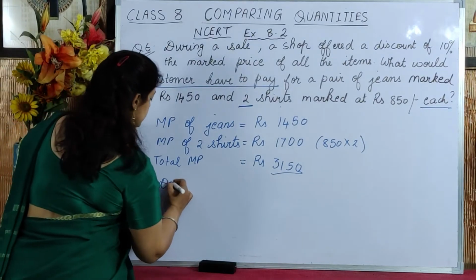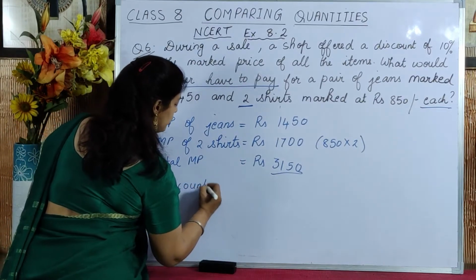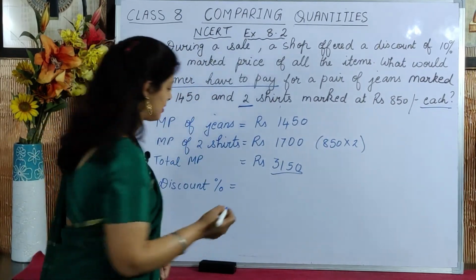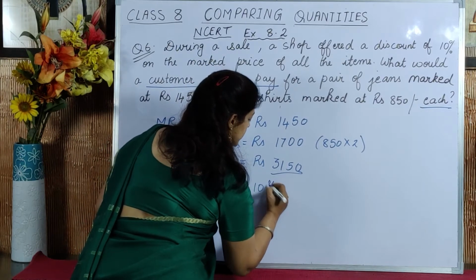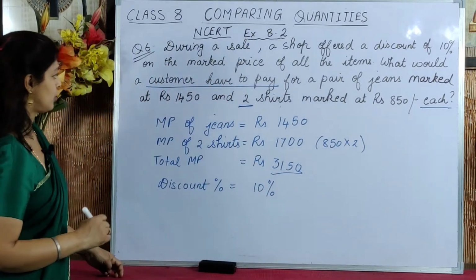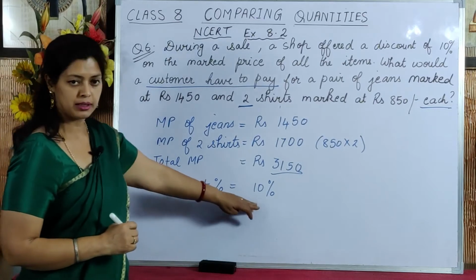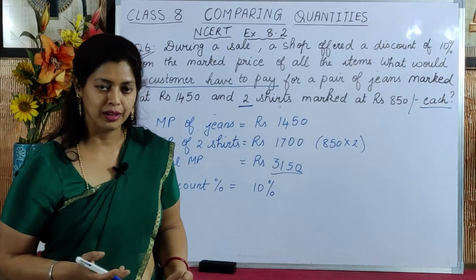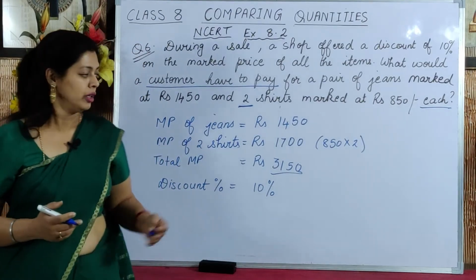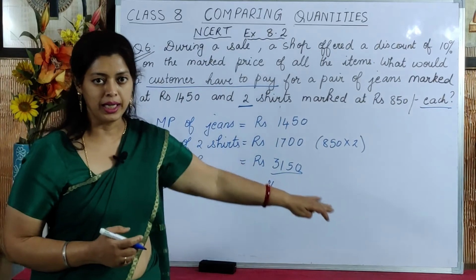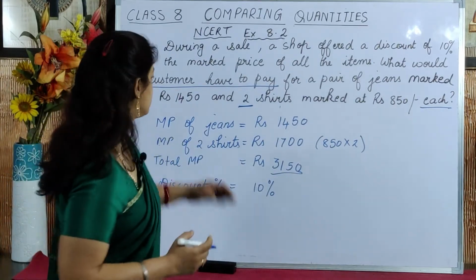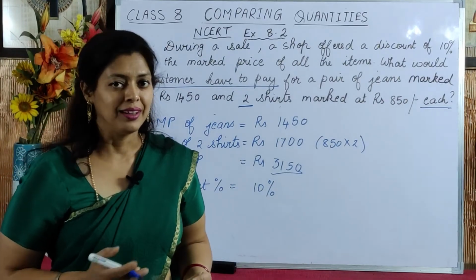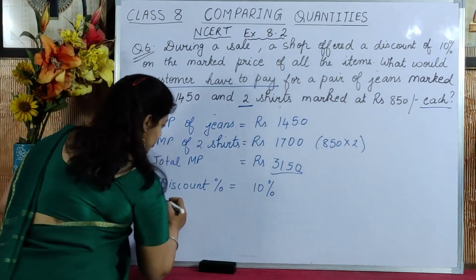And the discount percent is given to you. Discount, you know, is calculated on the marked price or the original price. So discount percent is 10%. So with the help of this marked price and the discount percentage, you can calculate the actual discount. And once you calculate the discount, if you subtract the discount from the marked price, you get the sale price or the price which the customer has to pay. So simple, isn't it? So what is the discount now?